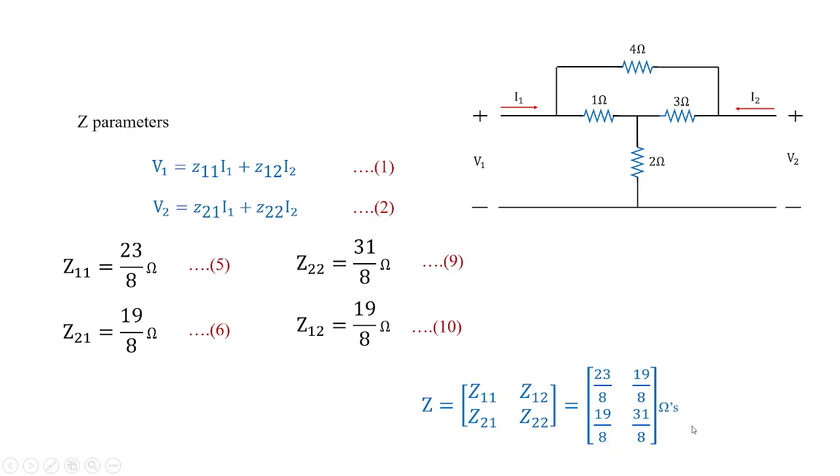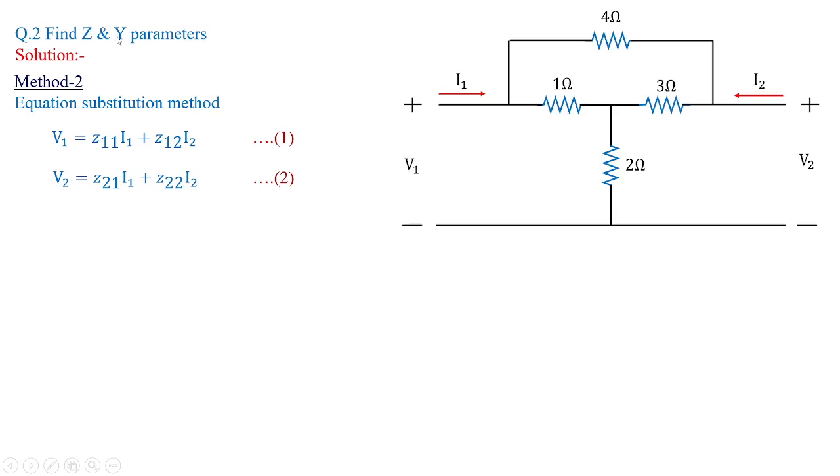Now once we are done with the Z parameters, let us calculate the Y parameters. For this, I am taking the method as method 2, and this method is known as equation substitution method. You can see the standard equation 1 and 2, which is already framed, and I am applying KVL for I1 in clockwise, I2 in anti-clockwise, and I3 in again clockwise.